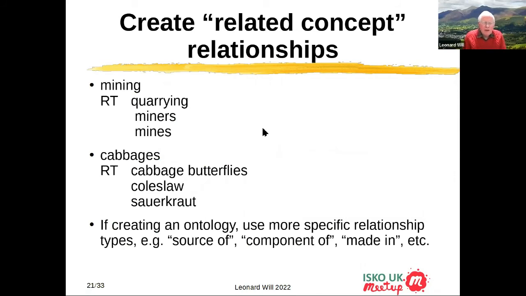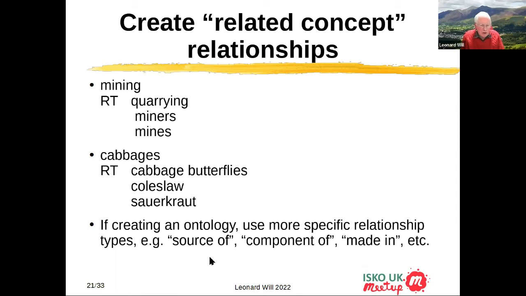Once you've created the hierarchical structures like that of facets, you can then create related terms between them, so that mining would become in an activities facet. Quarrying would also be in an activities facet. Miners would be in a persons facet, and mines would be in a place or objects facet. And similarly, cabbages could be given the related terms of butterflies or products from cabbages.